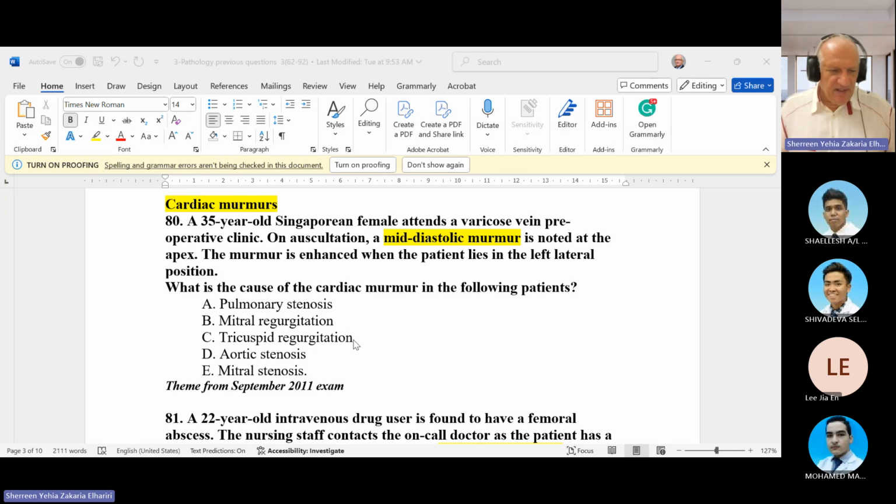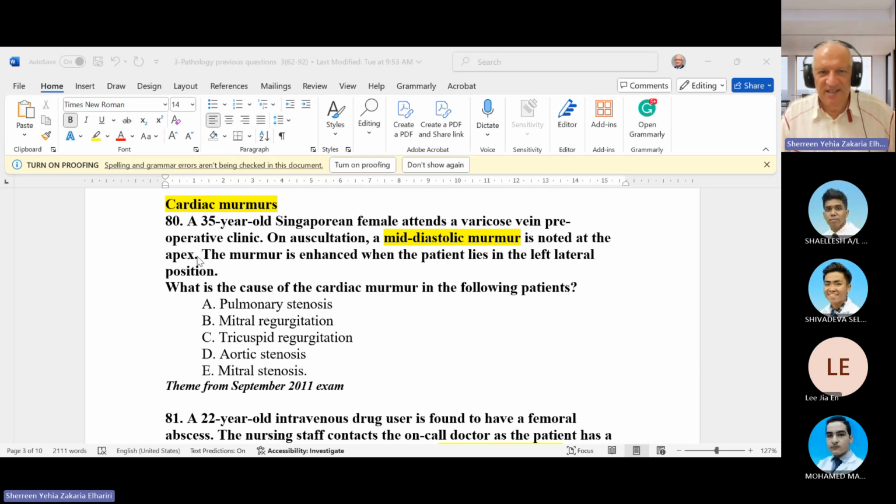Again also, 35 years old, Singaporean. And again, they consider that Asians, like Singaporean, Indian, can have rheumatic heart. So he attends a varicose vein preoperative clinic. On auscultation, mid-diastolic murmur. Here, he mentions the site, and it is important. So this murmur is at the apex of the heart. The murmur is enhanced when the patient lies flat lateral. So this patient has a mid-diastolic murmur at the apex, fifth intercostal space.